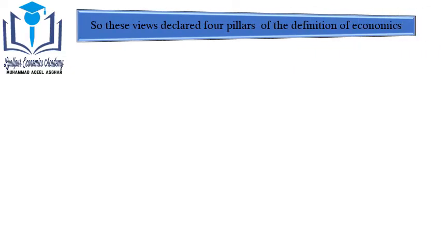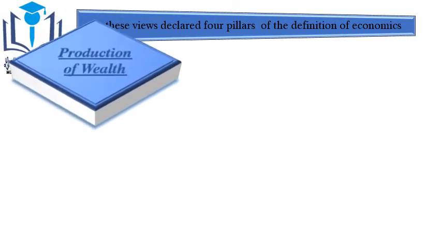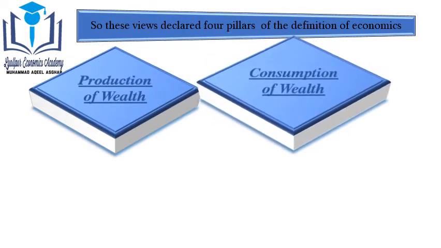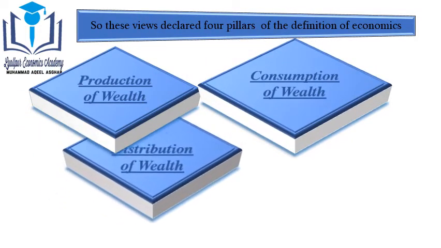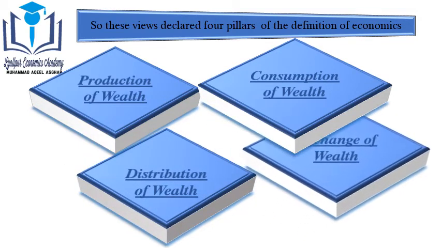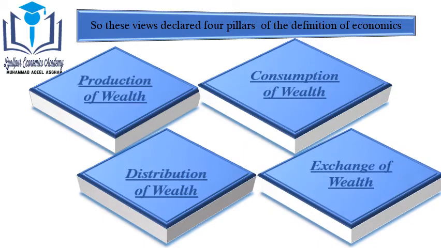These views declared four pillars of this definition of economics. First, production of wealth. Second, consumption of wealth. Third, distribution of wealth. And last, exchange of wealth.